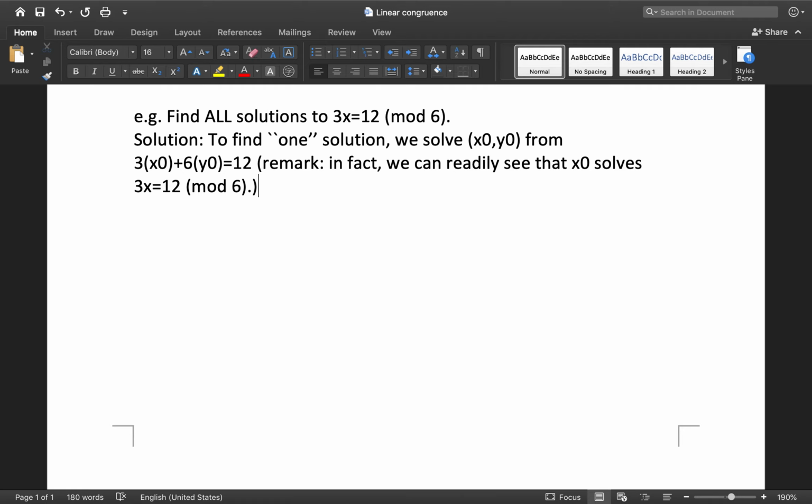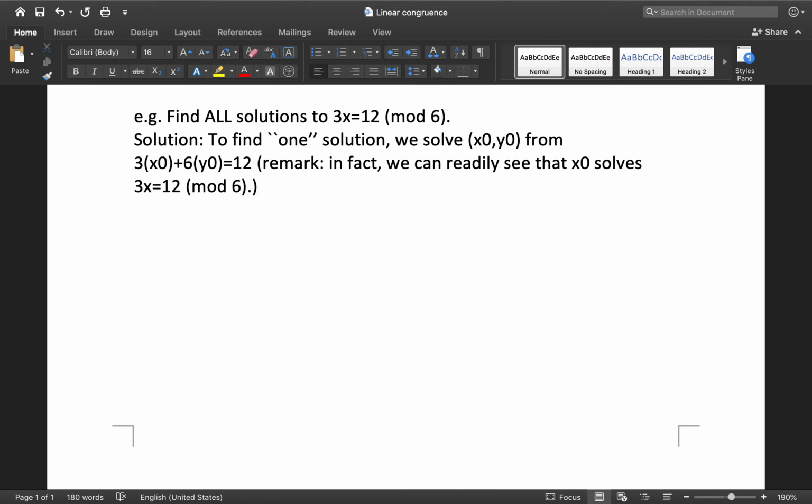I mean, 3x plus 6y equal to 12. Well, actually, 3x is already given in the original problem. But how can you get the 6y? Okay, but this is quite easy. You can easily see that from the problem because you are taking congruence with respect to 6. So even though you add any multiple of 6 to the equation, that equation is equivalent to the original linear congruence problem.